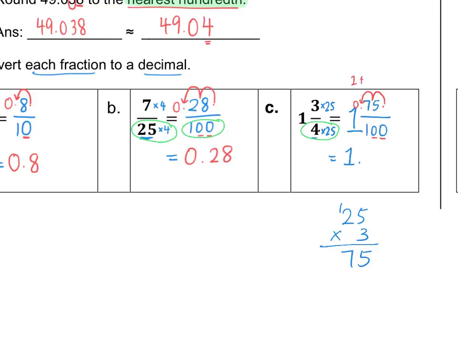So 1 plus 0.75, you should be able to get 1.75. This is the answer for part C. 1 and 3/4 is equal to 1.75. With that, we have come to the end of this worksheet. Thank you.